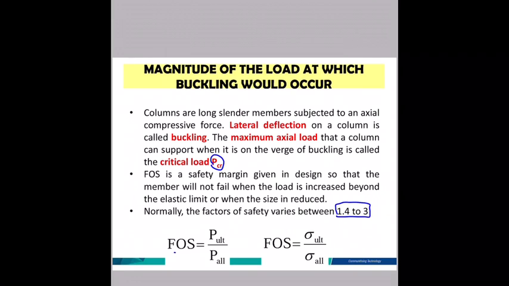So factor of safety here is equal to P ultimate divided by P allowable, or PCR divided by P maximum. Same goes if it is stress. P is a load, sigma is a stress. Because you know that sigma is equal to P over A. Remember back the first chapter. This one, or critical stress divided by maximum stress.